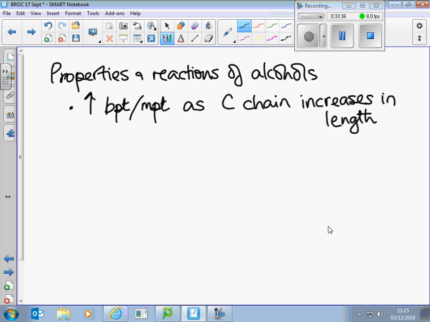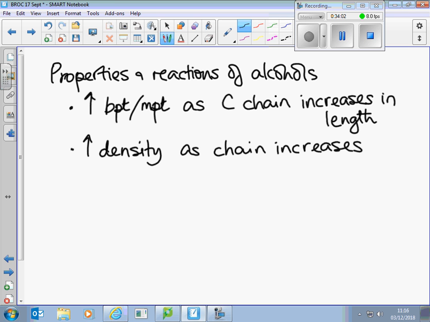Also, in terms of things like density, what will happen as the carbon chain length increases? That will increase as well, yeah. So we've got increasing density, bigger molecules, heavier. So as the chain increases, I'm not going to put the whole lot in. What else can we put in?